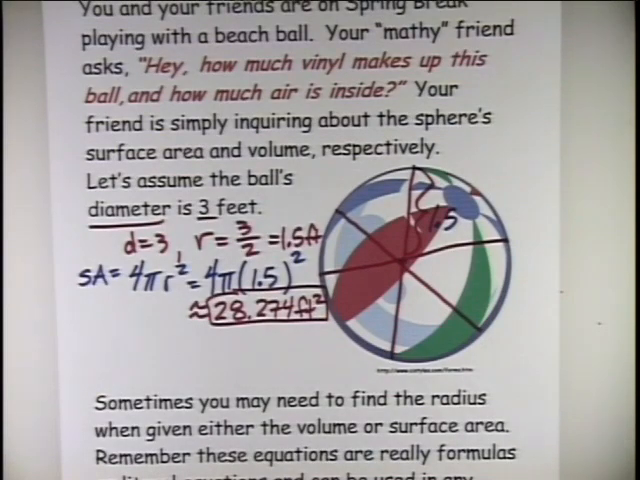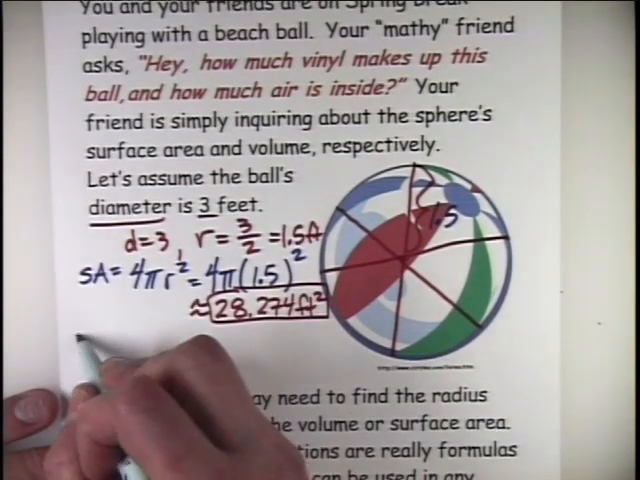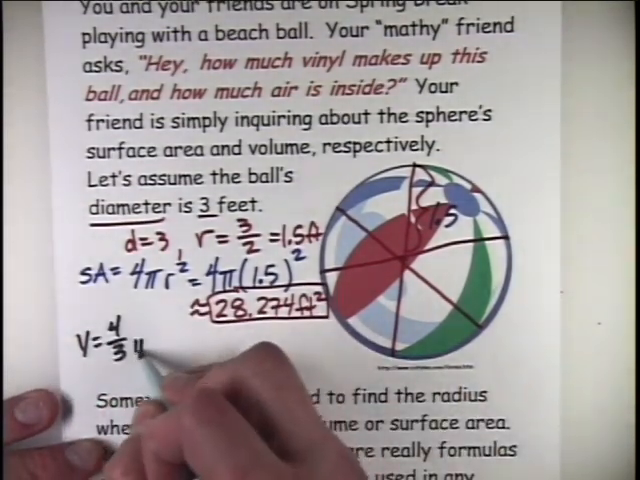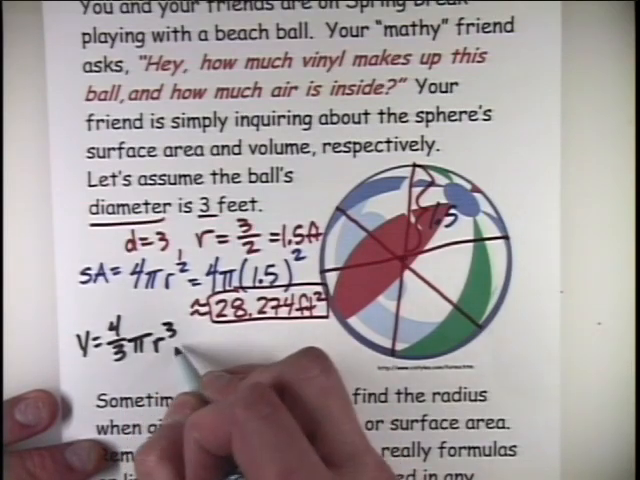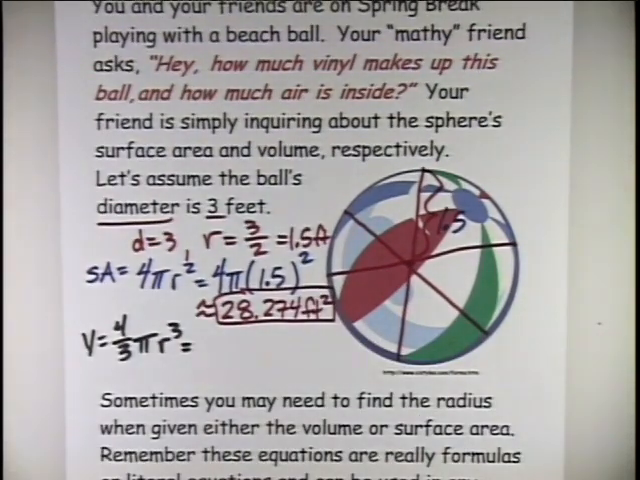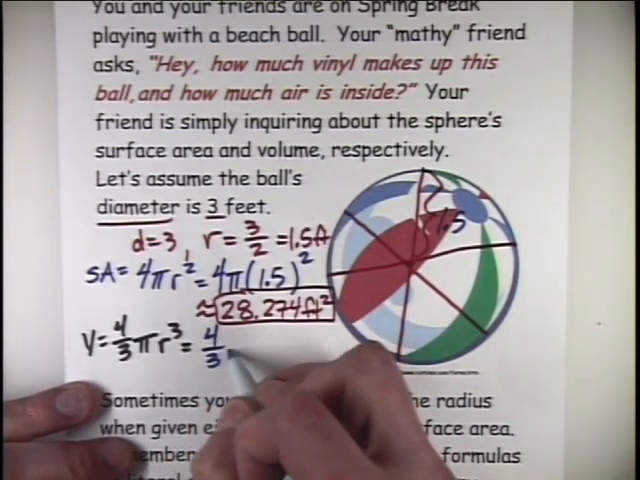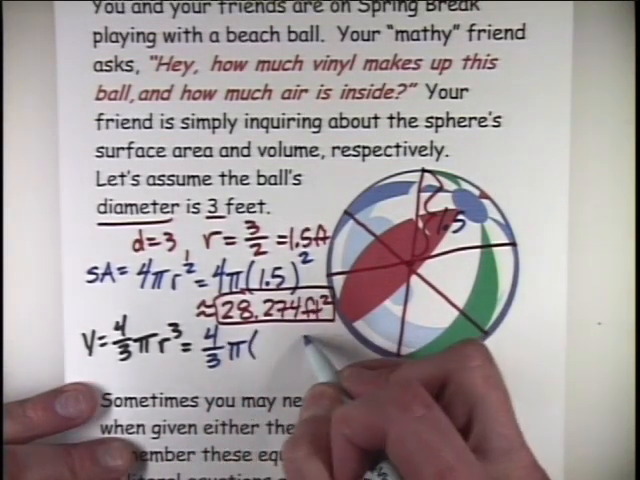Okay? Now onto the question of how much air it holds. That's the capacity. That's the volume. The formula for the volume is 4 divided by 3, or 4/3, times pi r cubed. So we've written down the formula. All we need is the radius, so let's carefully plug in. That's 4/3 times pi times our radius cubed.